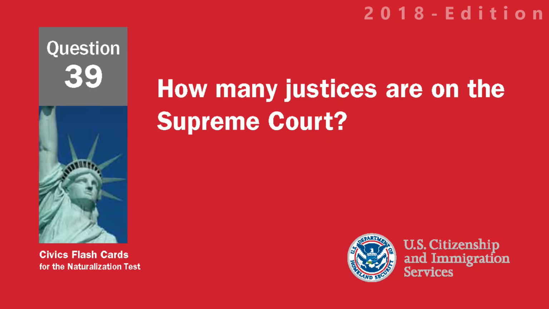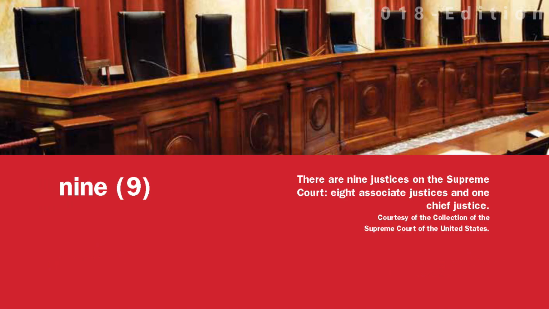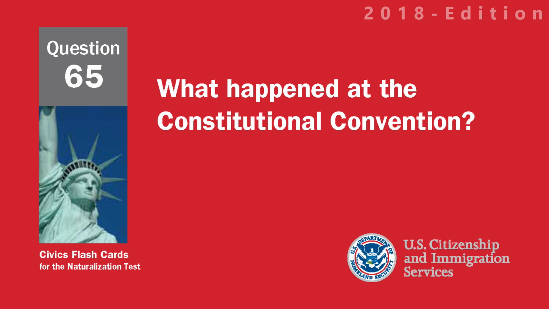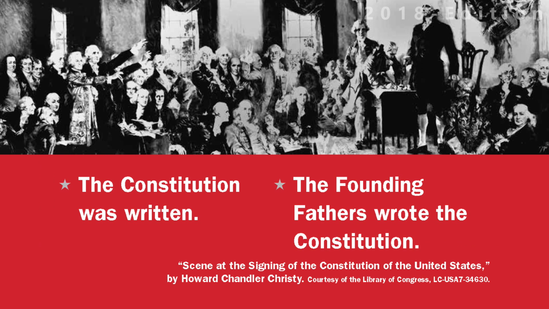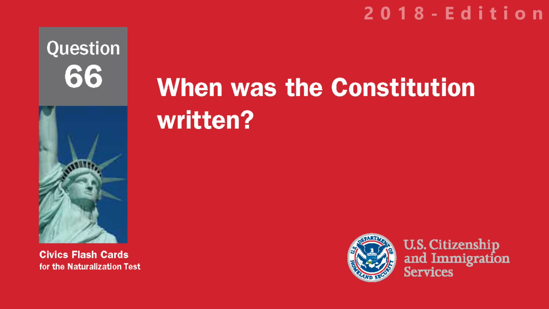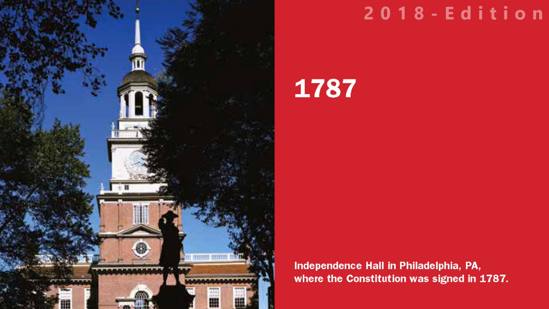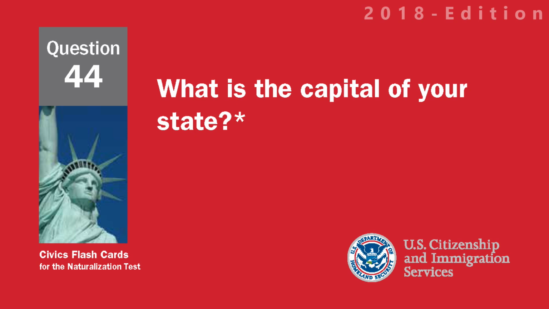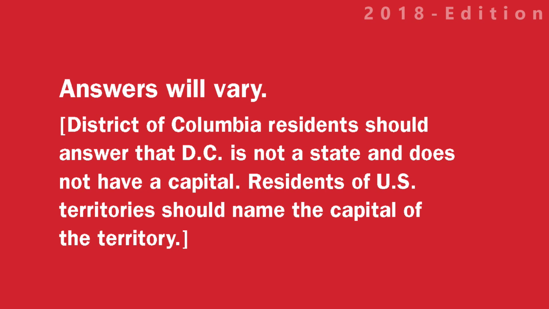How many justices are on the Supreme Court? 9. What happened at the Constitutional Convention? The Constitution was written. The Founding Fathers wrote the Constitution. When was the Constitution written? 1787. What is the capital of your state? Answers will vary. District of Columbia residents should answer that D.C. is not a state and does not have a capital. Residents of U.S. territories should name the capital of the territory.